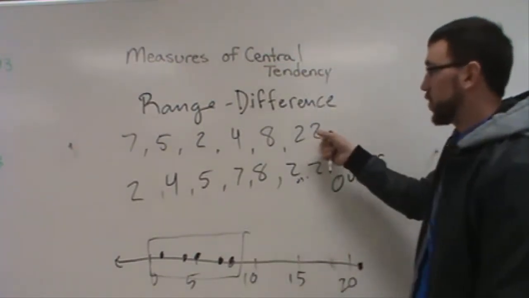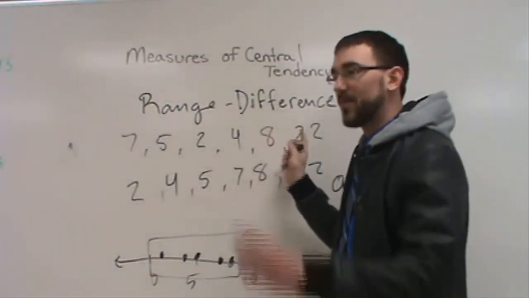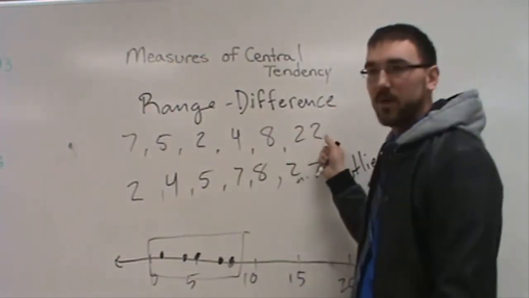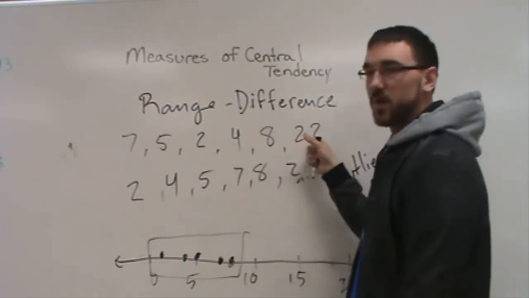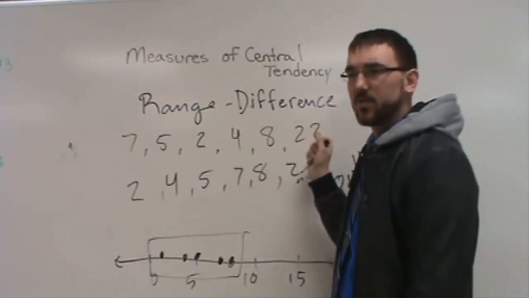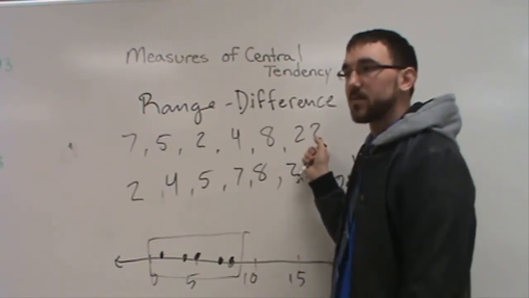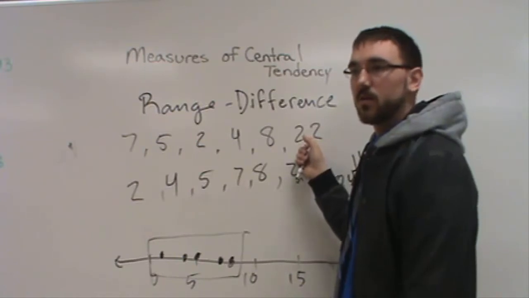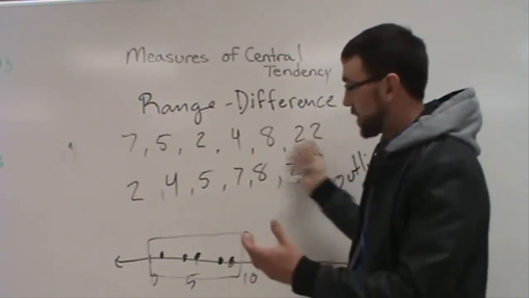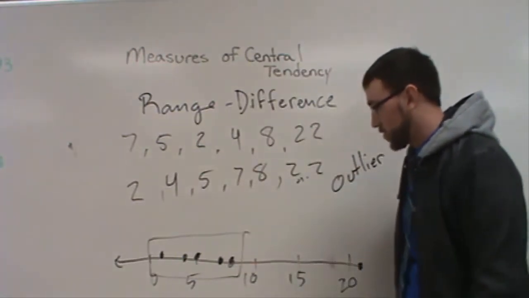If I were to take out this 22, well, obviously our range would go down, but do you think our mean would go down? Yes. Because we added all these up, this 22 is throwing that off. Does it change the median? Yes, because we're getting rid of one number. Are we changing the mode? No, because it only happened once. There actually is no mode in this case, so we don't even have to worry about it.